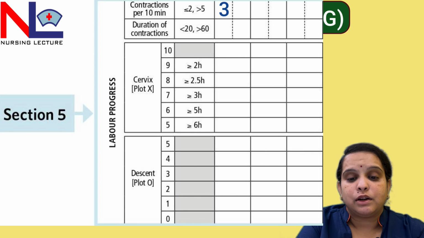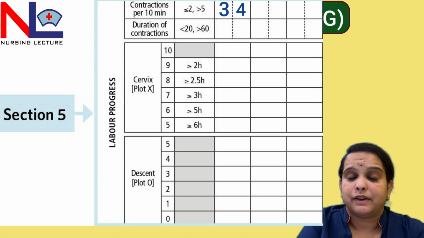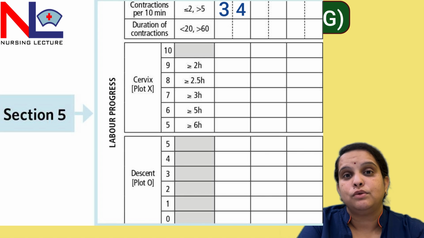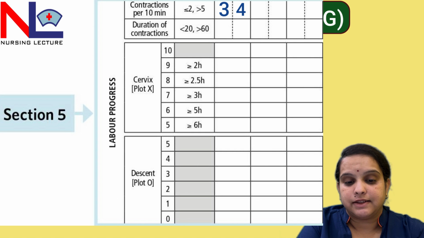In a numerical way you have to record, and this column is divided into 2, which means you have to record every 30 minutes. Here you can write 3 contractions or 4 contractions, these are the normal ones. But if less than 2, or more than or equal to 5, then it is a danger sign.